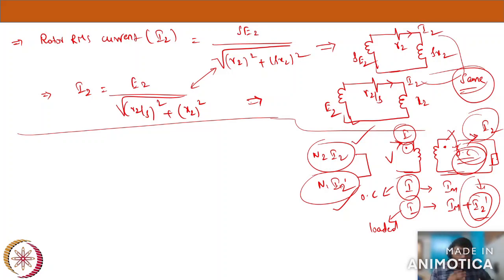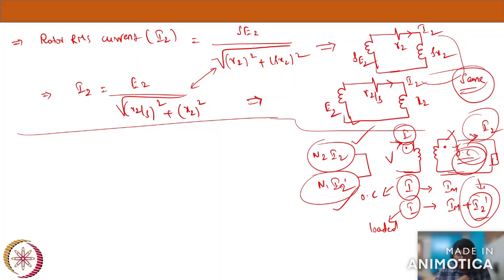So how did my primary manage to do that? If you want to see it again, under no load condition, my primary is drawing only magnetizing current, which is needed to establish the flux. In the second condition, the moment we close the switch here, my secondary winding will draw some current. So this extra MMF which we are seeing here, we have brought into the system. Before, this extra MMF did not exist. Now we have brought some new MMF into the system.